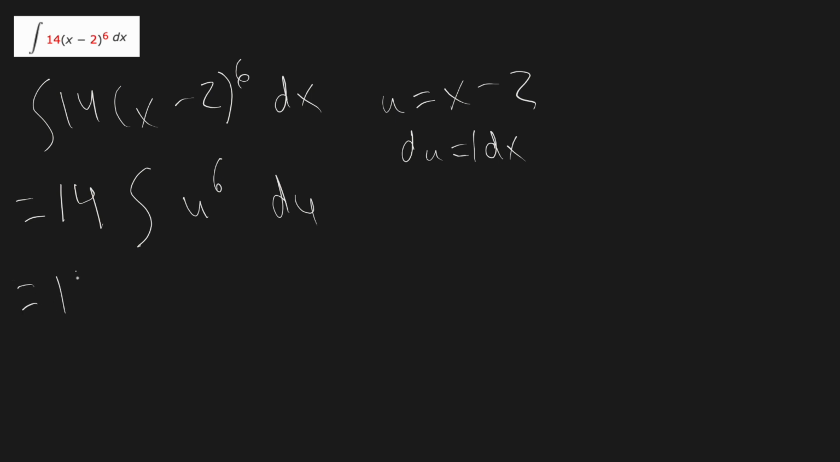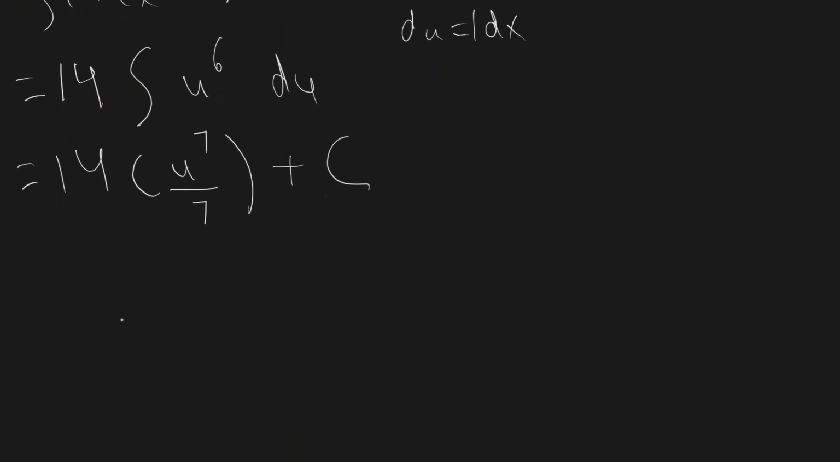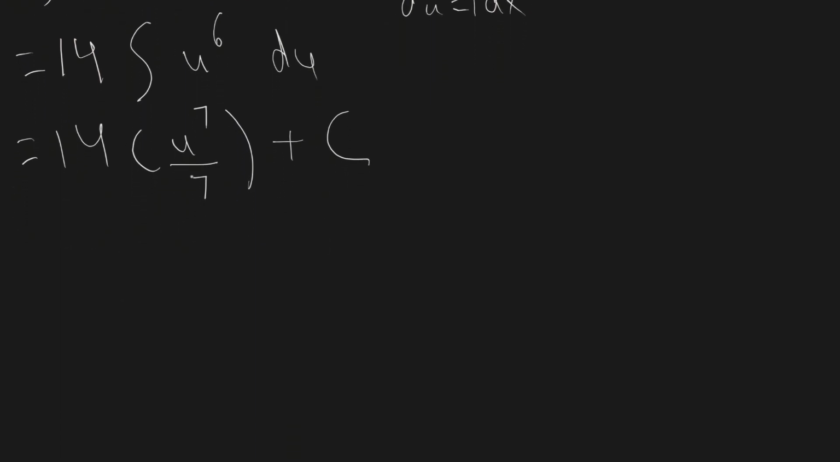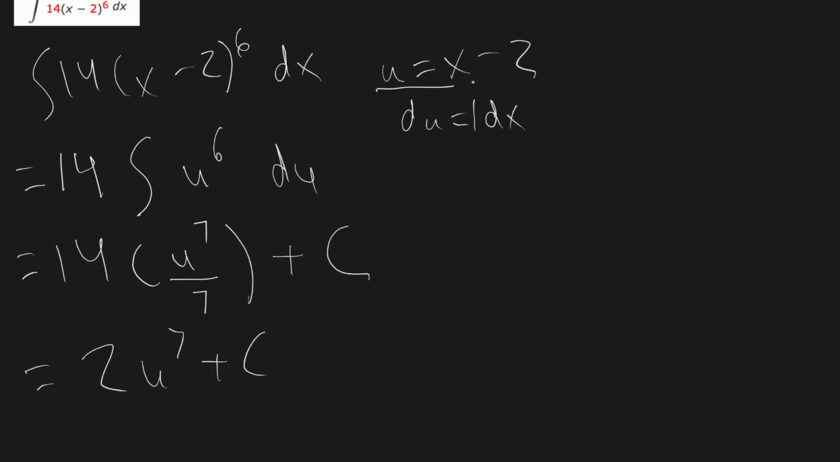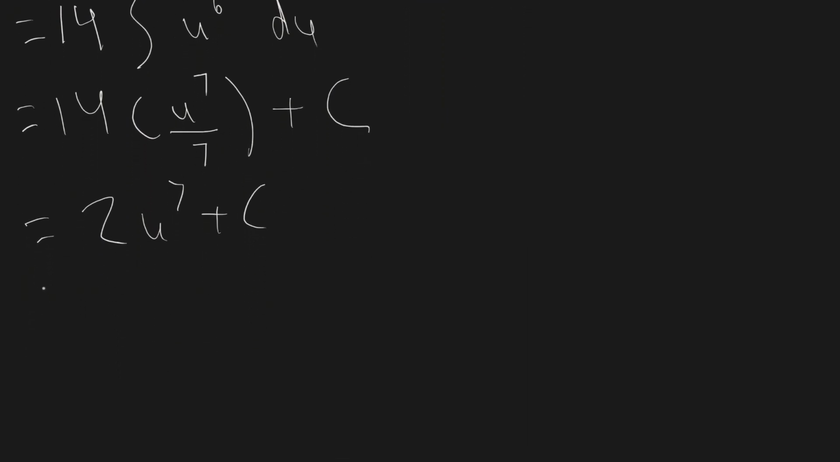Now we just integrate regularly. So the integral of u to the 6th is equal to u to the 7th over 7 plus c, since it's the indefinite integral, meaning that there's no numbers here and here. If we remove the 7 and divide 14 by it, we have 2 u to the 7th plus c. And then if we substitute in our u from before, it gives us the final answer of 2 times x minus 2 to the 7th plus c.